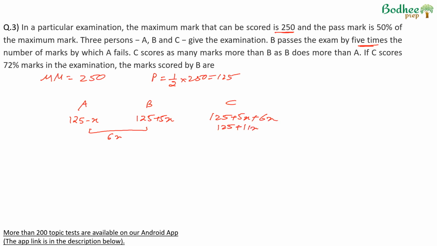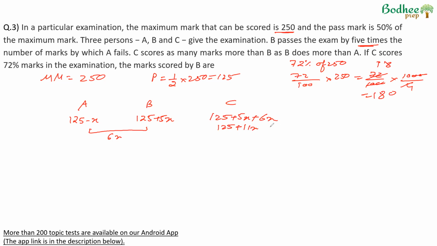If C scores 72% marks in the examination. Now, what is 72%? 72% of 250 will be 72 upon 100 into 250. This can be written as 72 upon 100, 250 will be 1000 by 4. 0, 0, 0, 0 cancel. 72 will be 30, 18 and therefore 180. So C's score is 180.